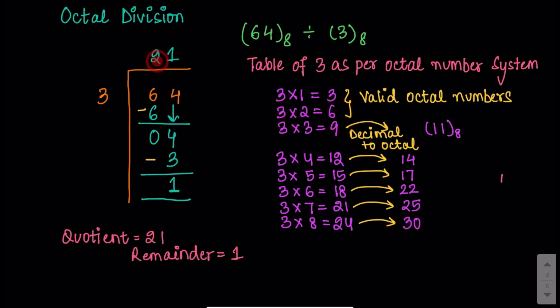So we'll write 2 over here and 6 is written like this. Then we'll perform the subtraction. 6 minus 6 is 0. We will carry forward the 4.